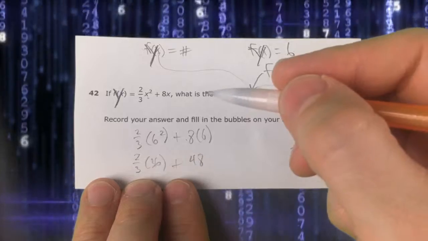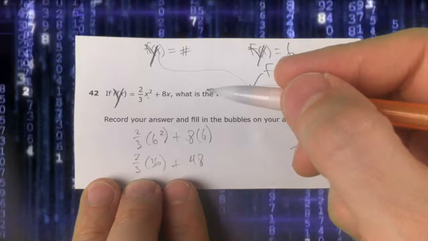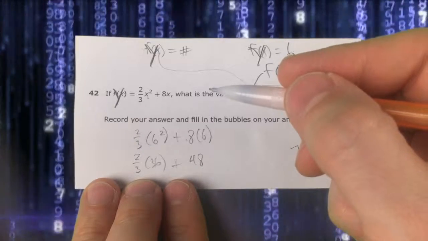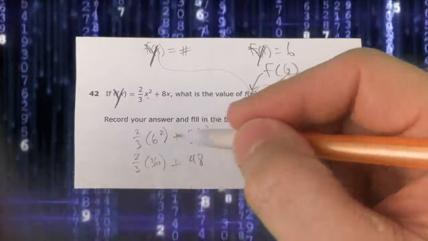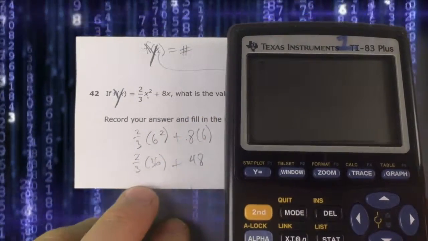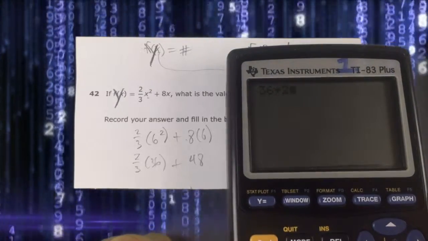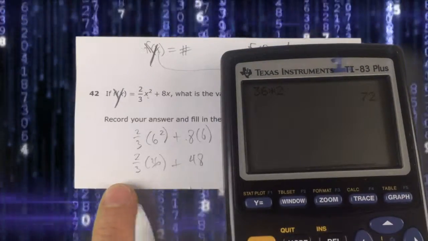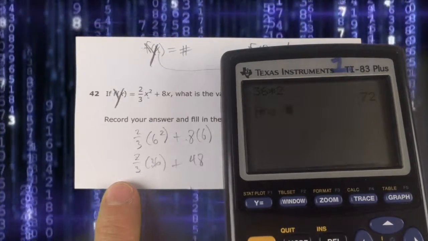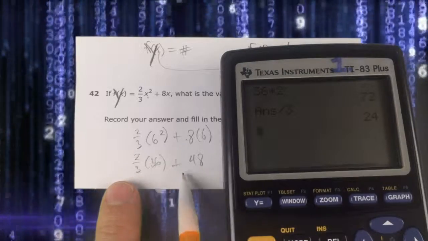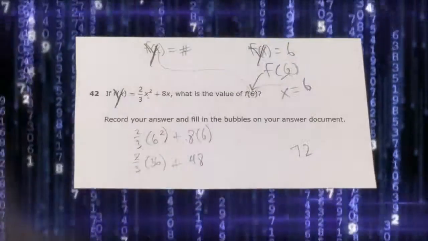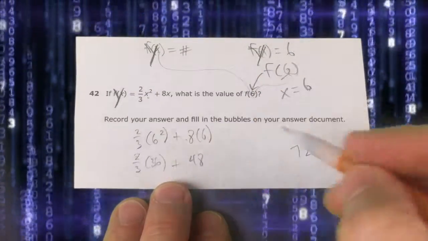What's 36 times 2? 36 times 2 would be 72. But then you have to divide it by 3. Let's go ahead and put it in like this. I'll show you. 36 times 2, but then we multiply by the top number, then divide by the bottom number. 24. Then you add 48 to that, and you get 72. So whichever way, in the calculator or by hand, you're going to get 72.